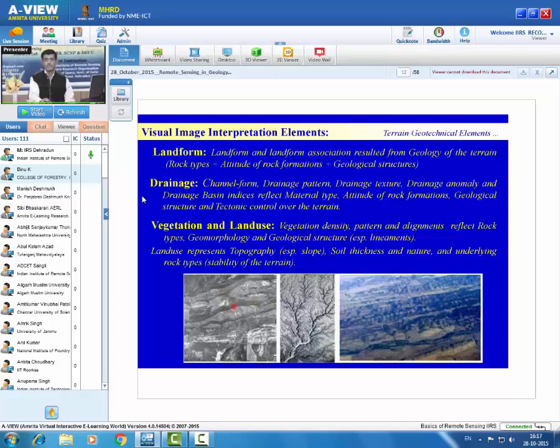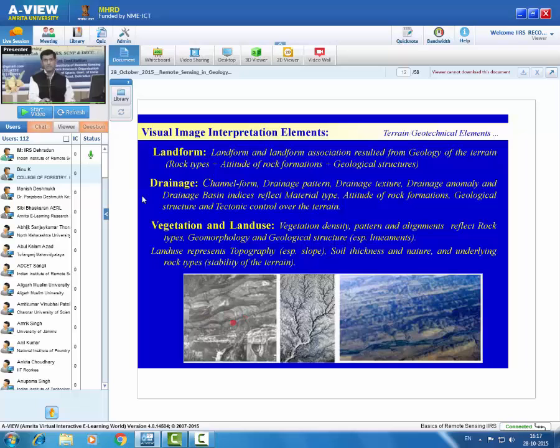So these things we can do. Like here, let us talk about the landform. See, here the landform is an alternate ridge, this is the ridge, there are valleys, again ridge, then valleys, like this. So we can see ridge-valley topography here. We'll explain it later on.